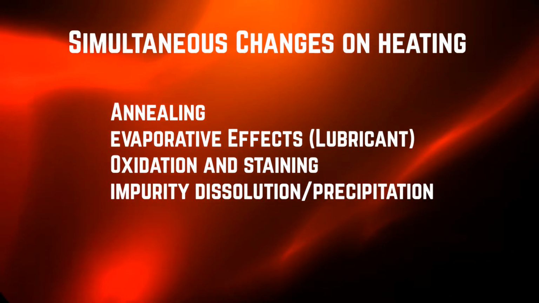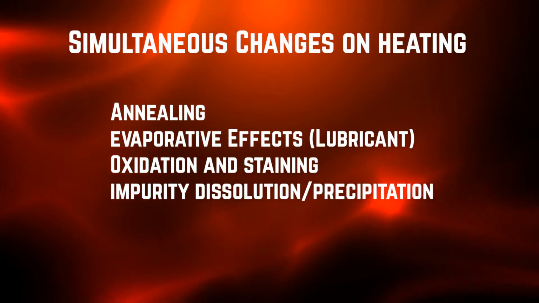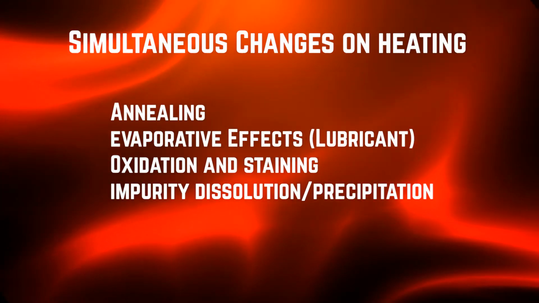Now, in addition to removing the effects of cold work, other things happen. It says here impurities, dissolution, and precipitation. That means the impurities that are present in the metal can change, whether they're dissolved or precipitated out, and that has an important effect upon the final properties, and I'll show you this a little bit later on.